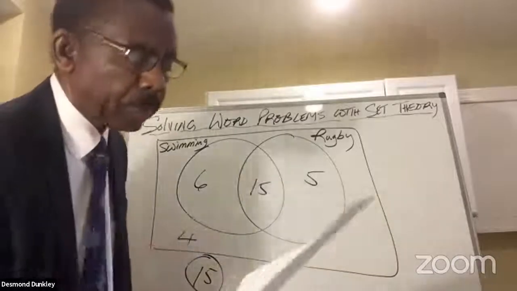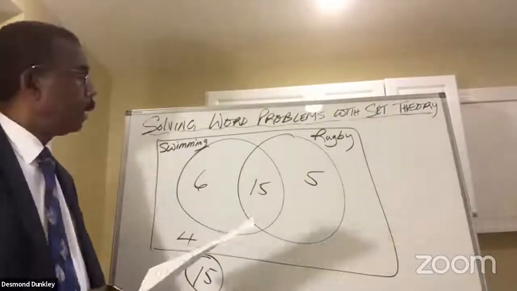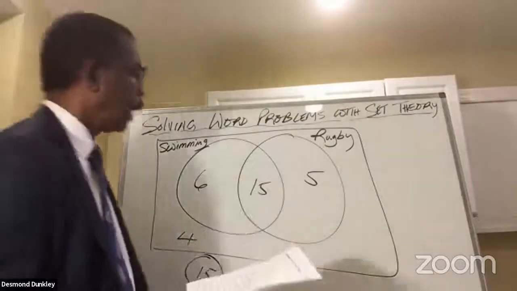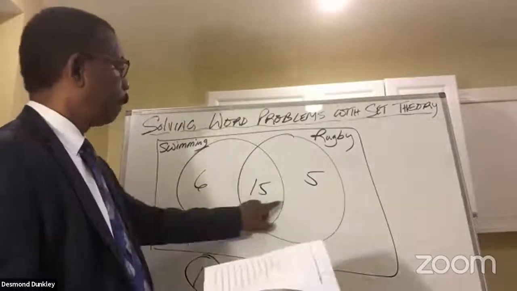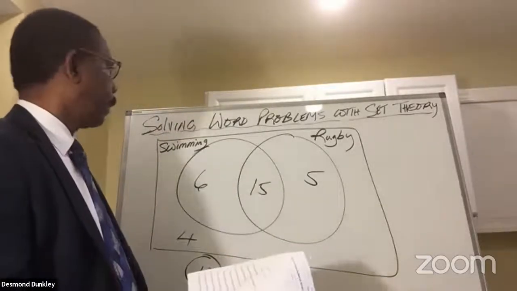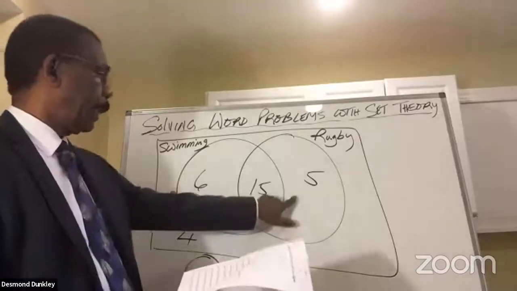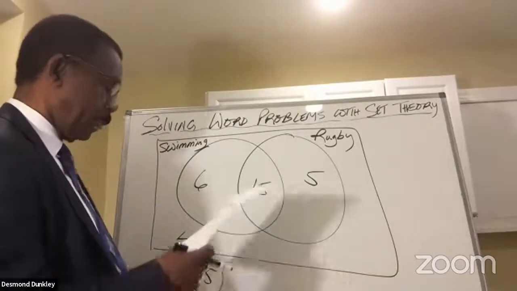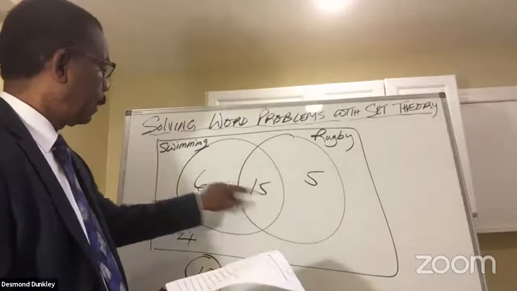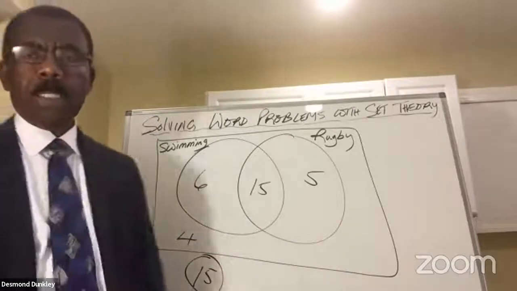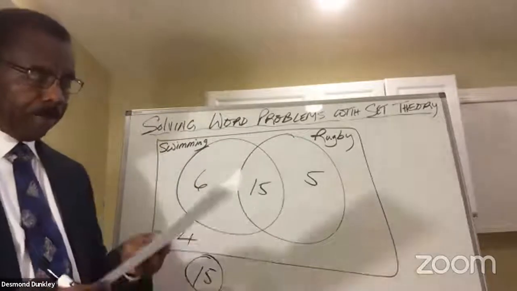How many students do not like rugby? Well, do not like rugby. So 20 like rugby. Okay, so 20 like rugby. How many do not like rugby? Would have to be 6 plus 4 gives you 10. The answer will be 10 for that.